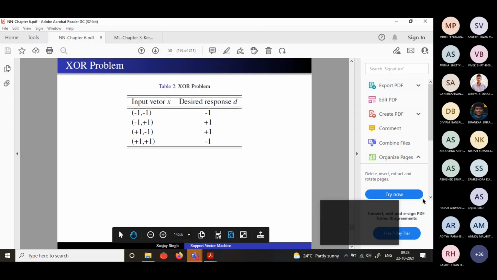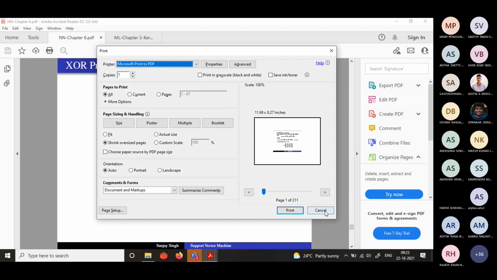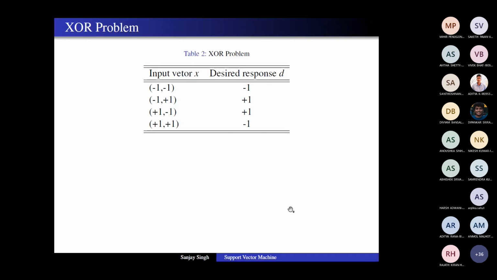So the problem which I was talking about: how do I apply SVM to solve a non-linear classification problem? And why focus on non-linear? Because if you can solve non-linear, linear is straightforward.